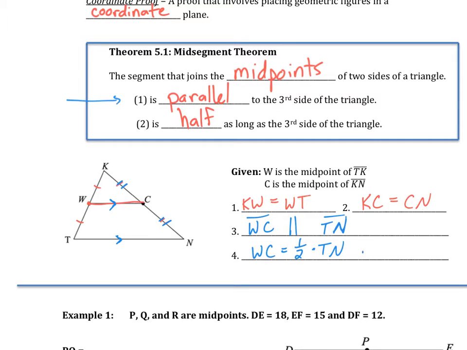I'm going to put a little "or" here. Or we could say 2 times WC is equal to TN. So basically, the bigger segment is twice as big as the smaller one. So hypothetically, if TN were 10, WC would be 5. Likewise, if TN were 12, WC would be 6. Okay, it's half as big as the third side.